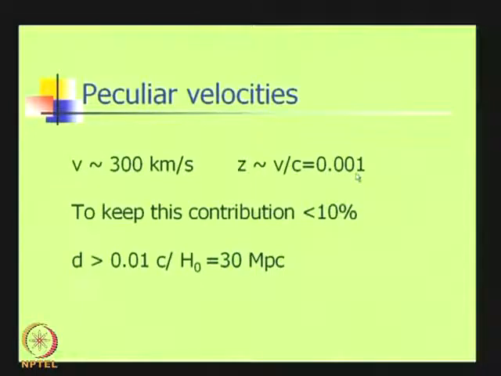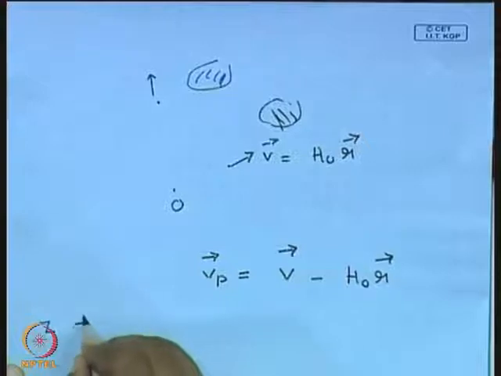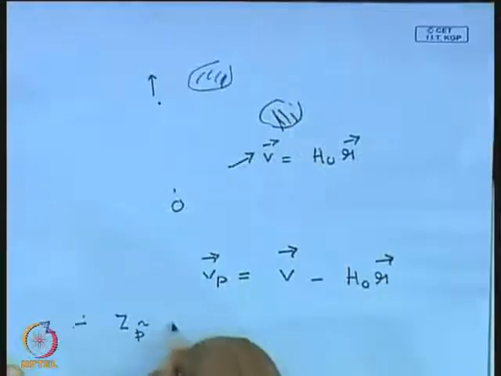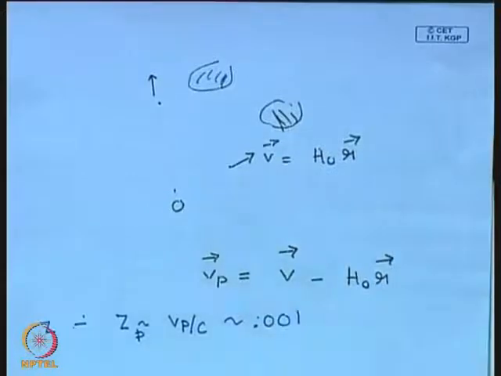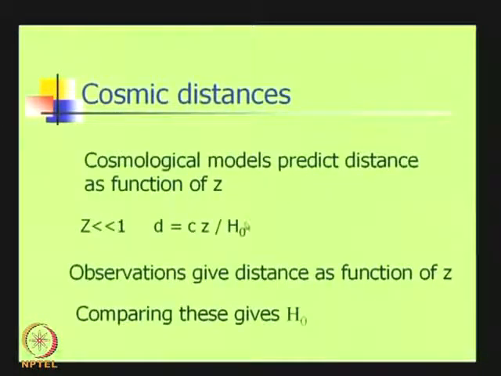So the redshifts that you see have a contribution due to the Hubble expansion. In addition, they have a contribution due to peculiar velocities, let us call it the peculiar redshift, peculiar velocity by c, and this is of the order of 0.001, that is what we just saw. This will introduce errors in the redshift. The redshift that you measure will not be just due to expansion, it will have a contribution due to peculiar velocities.